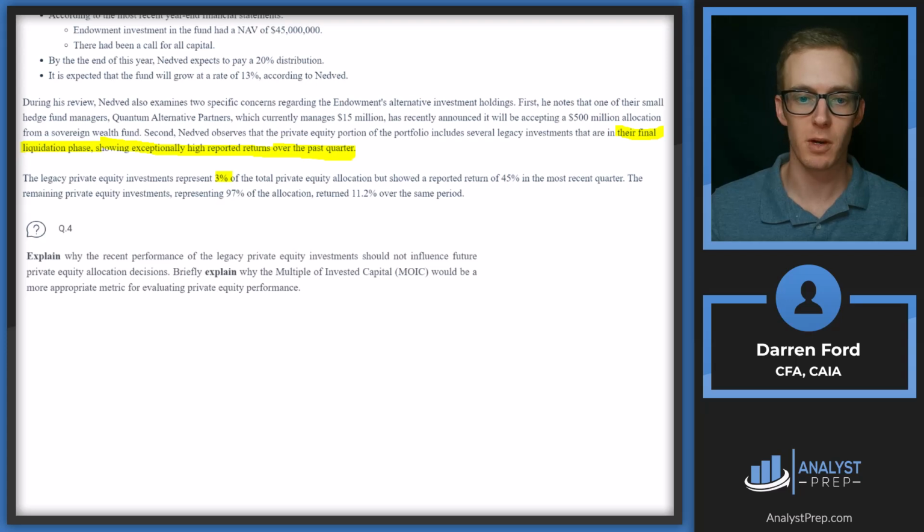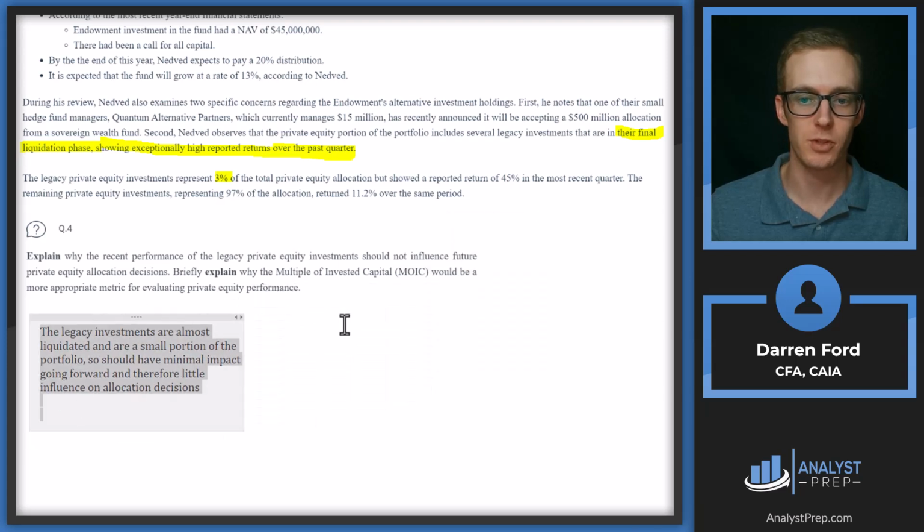So let's pull in the first part of this, explaining why the recent performance should not influence. The legacy investments are almost liquidated, as we talked about up here. So we shouldn't expect these to be in the portfolio that much longer. And then they're also such a small portion of the portfolio, so should have minimal impact going forward. Therefore, little influence on allocation decisions. So that's going to be the first part of this question.